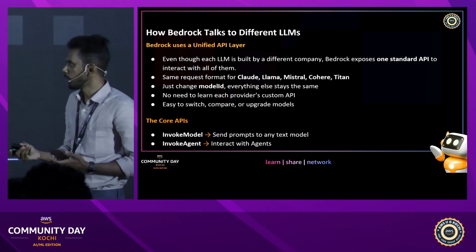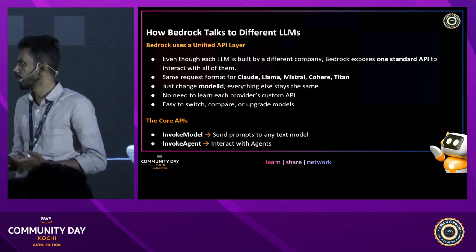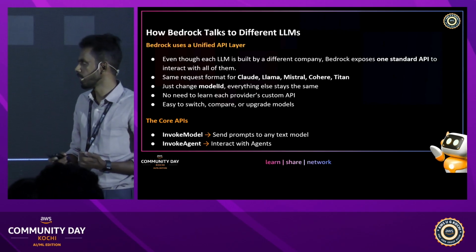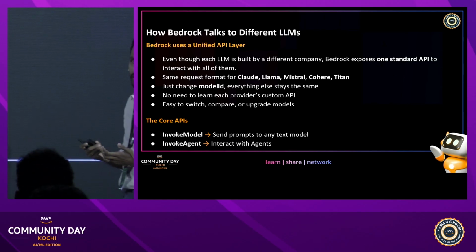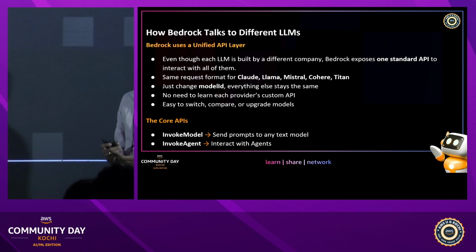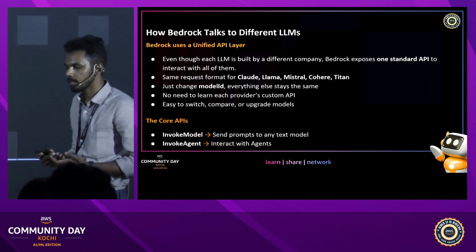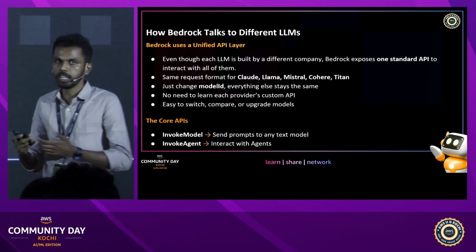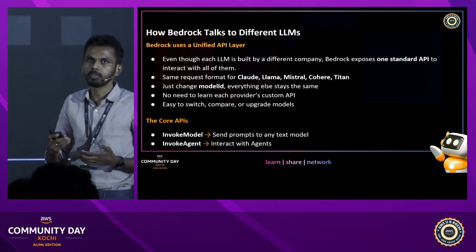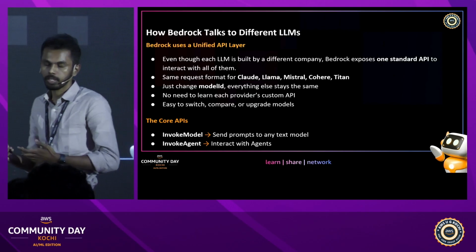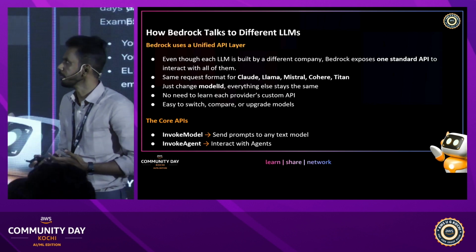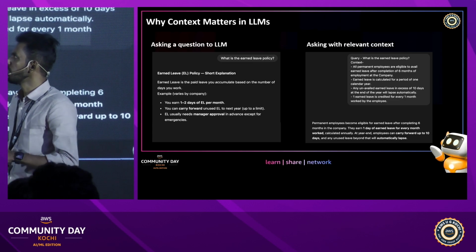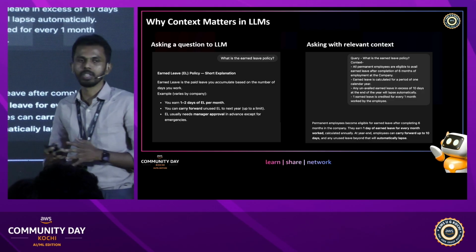And there are two core APIs exposed by Bedrock: invoke model and invoke agent. Invoke model is used to send a prompt directly to a text model, and invoke agent is used to interact with Bedrock agents, and it can be used for much more, like fetching our data from the associated knowledge base and more. Moving on.